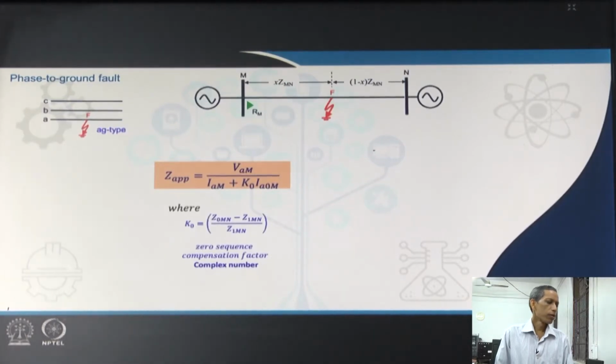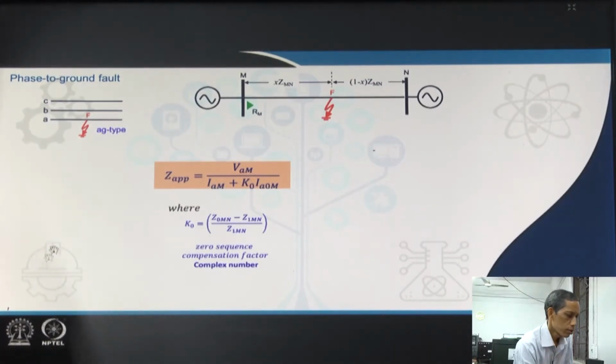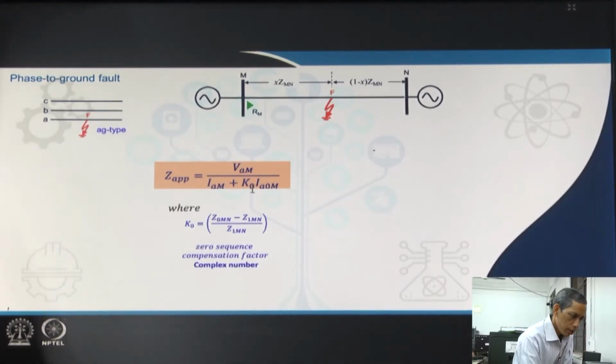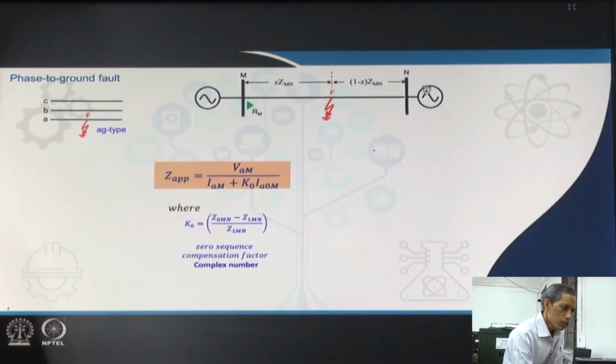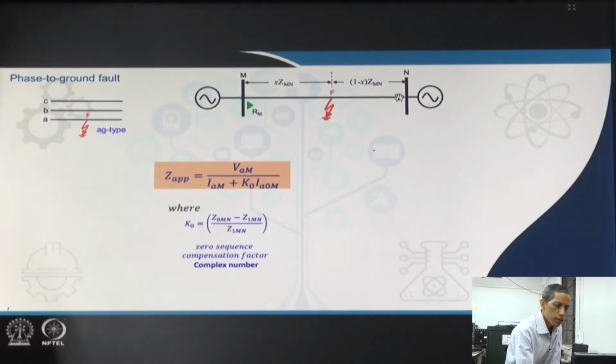We know for a phase to ground fault, the relation for Z apparent becomes Vm upon Im plus K naught I naught, where if we consider the 2 bus systems, then the distance relay at Rm takes care of this line. For zone 1 we typically consider 80% and the rest portion is taken care of by zone 2, and then the subsequent portion in the system, the adjacent lines, are taken care of by zone 3.